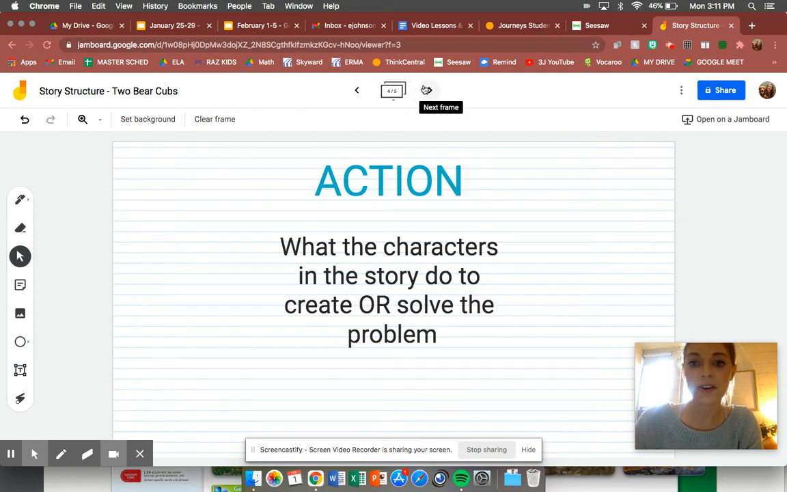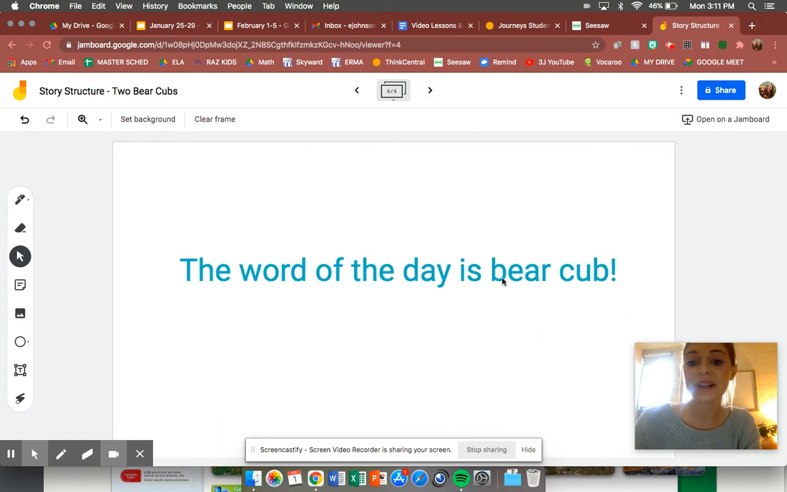Now, before we go any further, I want you to know that the word of the day is bear cub. So that will be in your Seesaw assignment, and you will need to type that in where it asks you what the word of the day is. So it is bear cub. I thought that was fitting with our story.